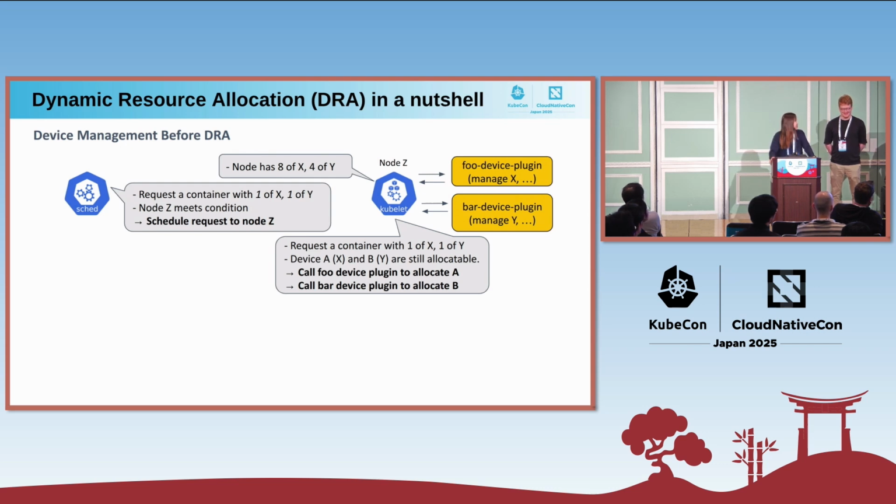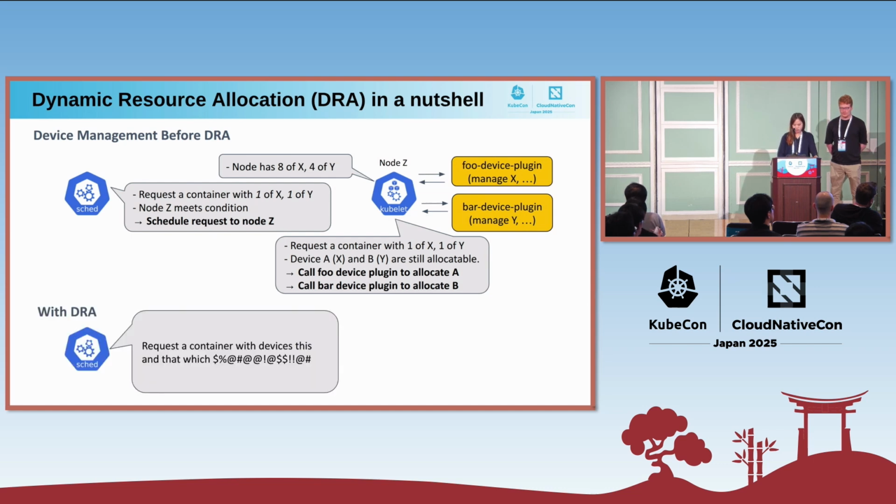Device management before DRA, in my understanding, is that we have the scheduler connected to the kubelet, and the kubelet has some device plugin that has the information about the device. It's connected together with the kubelet, and the kubelet tells the scheduler the availability of the device. The scheduler just checks the availability of the device on each node. When they see that this node has the device with the availability number that they want, they just schedule the pod on the node and leave the rest to the kubelet for allocating the device and so on.